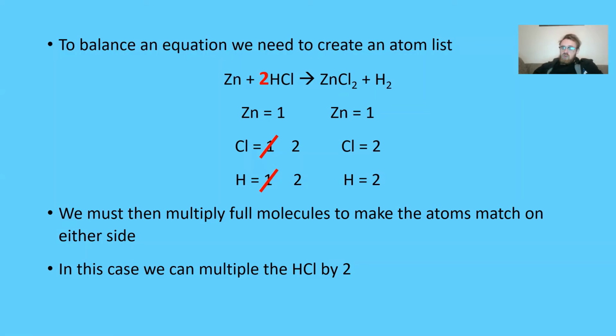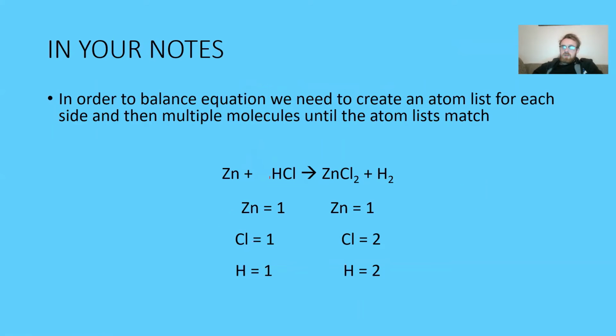Let's do a couple of examples for our notes, and then that is us done. So in your notes, can you write this sentence? In order to balance the equation, we need to create an atom list for each side and then multiply molecules until the atom list matches. And then this is just the example I gave you on the page before.